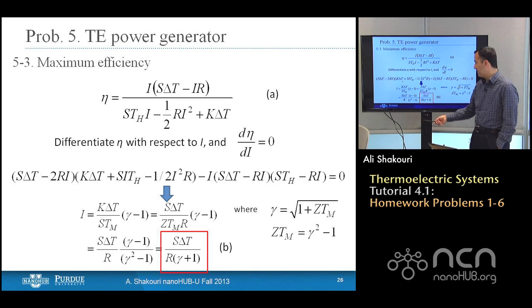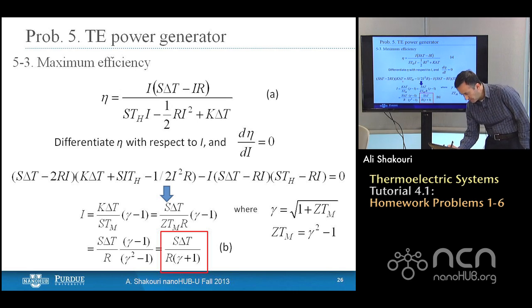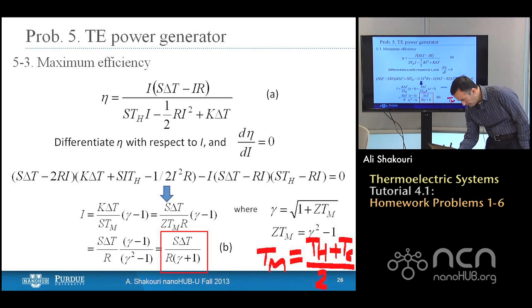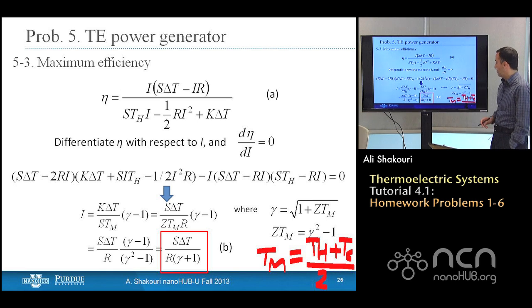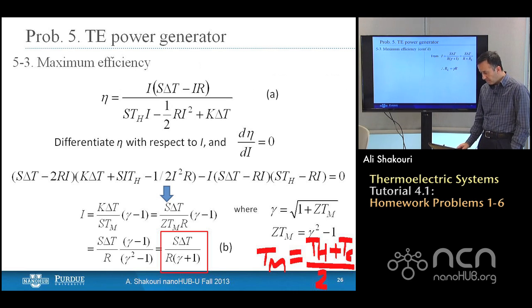The optimum current at the end is given, using some simplification, by S delta T divided by R times gamma plus 1. And where gamma is introduced is 1 plus ZT_M, square root of it. And ZT_M, where T_M is the average temperature between cold and hot, the temperature of the hot plus temperature of the cold divided by 2, is the average temperature across the thermoelectric element. Again, all of that can be calculated using simple algebraic relations.